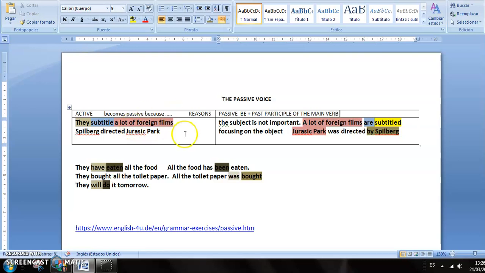Alright, so one reason why we choose the passive is to get rid of the subject. "They" is irrelevant in this case, it's not important, or it could even be unknown, okay? Or we don't want to mention, right? Sometimes we don't want to mention who did something, okay?